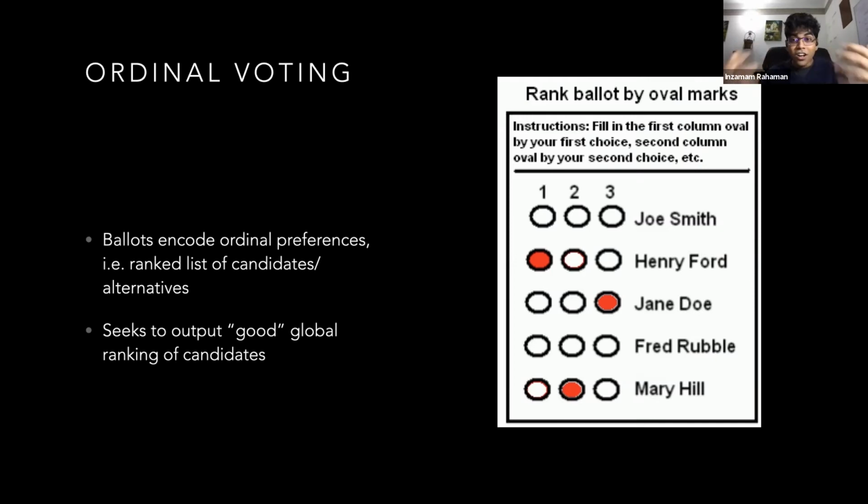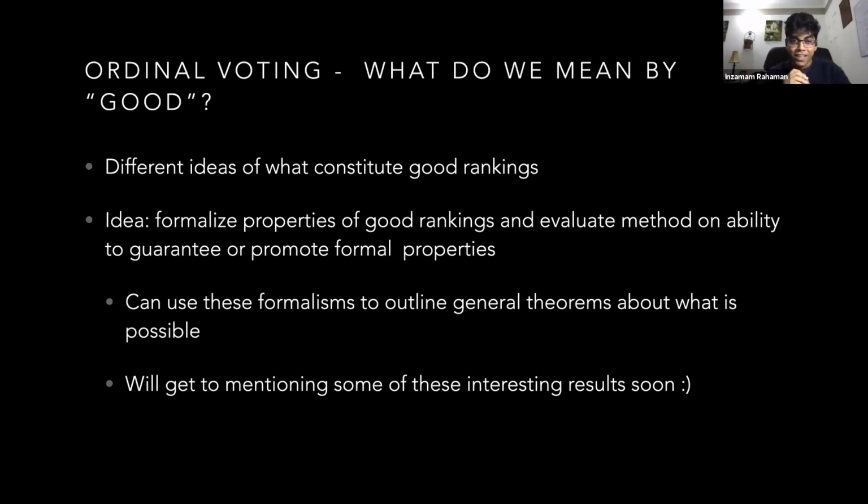So what we mean by a good global ranking of candidates, that's an interesting adjective there. You have to define what we mean by a good global ranking of candidates. And this is where the computational aspect comes in: we want to formalize what is meant by a good ranking, or by a method producing a good ranking. Then we want to be able to evaluate whether a method is capable of actually guaranteeing that that formal property is adhered to or not.